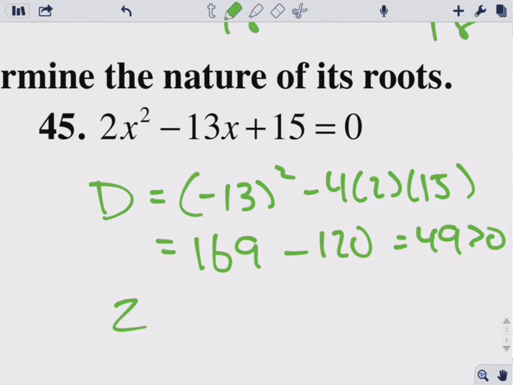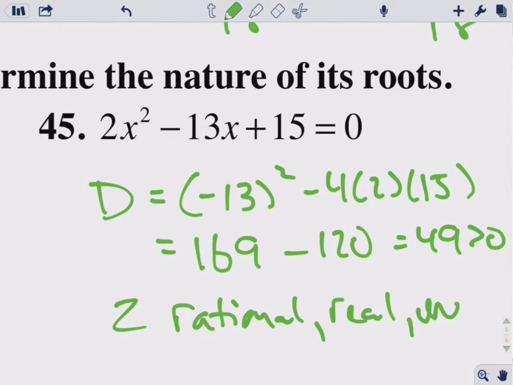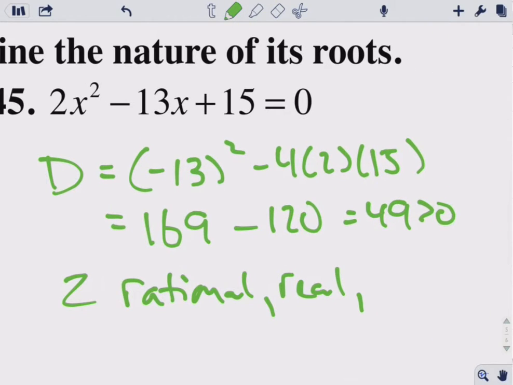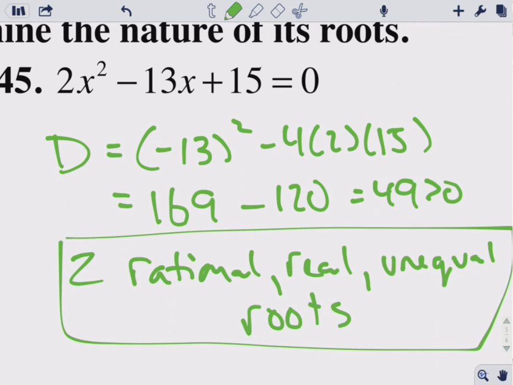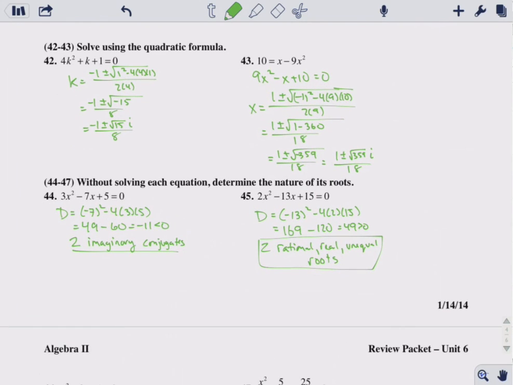So that's 2 rational, real, and unequal roots, unequal zeros, however you want to say it. Unequal roots, since I guess we use roots since roots was in the question. Okay, so that's the answer to that one. All right, and that's the end of page 4.